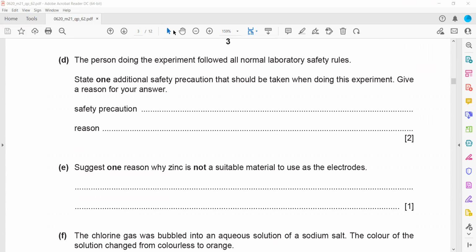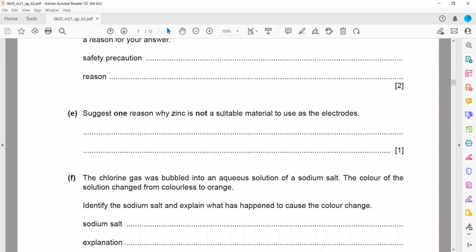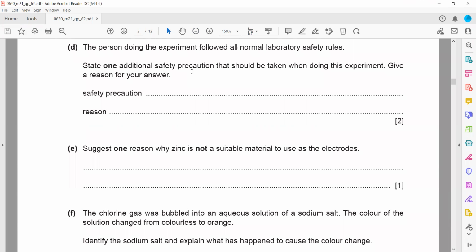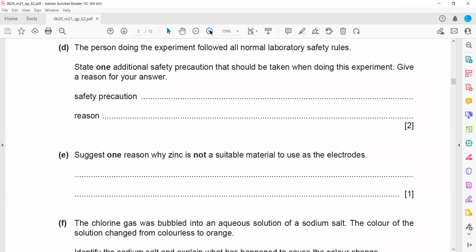In part D, the person doing the experiment followed all normal lab safety rules. State one additional safety precaution that should be taken when doing this experiment. Give a reason for your answer.